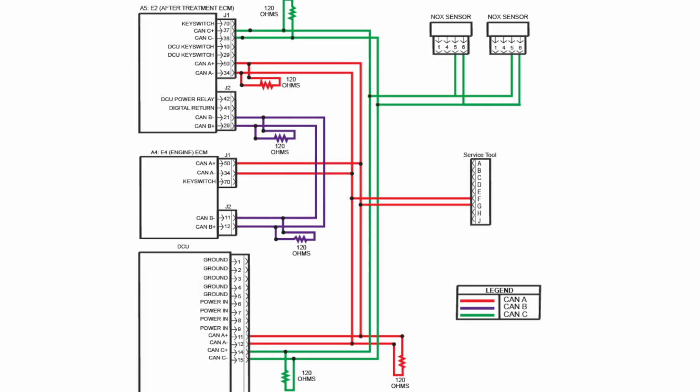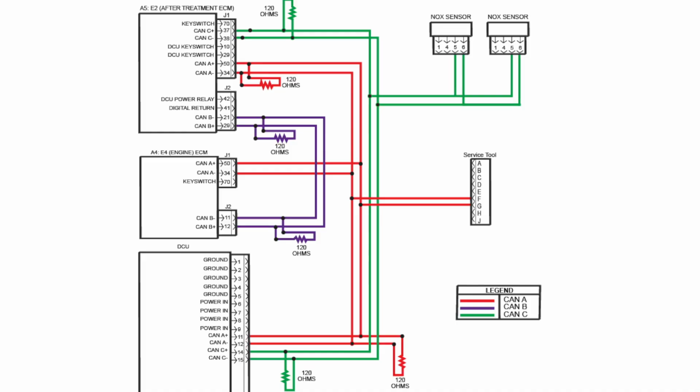Back to the CAN C network, the after treatment dosing control unit and the NOx sensors are all elements of the after treatment system on this engine. So the after treatment system has its own network also. What we have here is 3 networks that we can share information on.